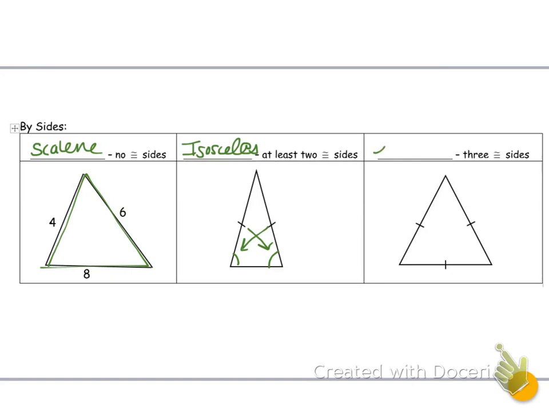Okay, three congruent sides, it's equilateral, or we could say equiangular, because if we have three congruent sides, we're also going to have three congruent angles, and they're all going to be 60 degrees. And we'll find out why it's going to be 60 in the next lesson. Oops, equilateral. So three congruent sides, three congruent angles all the time.